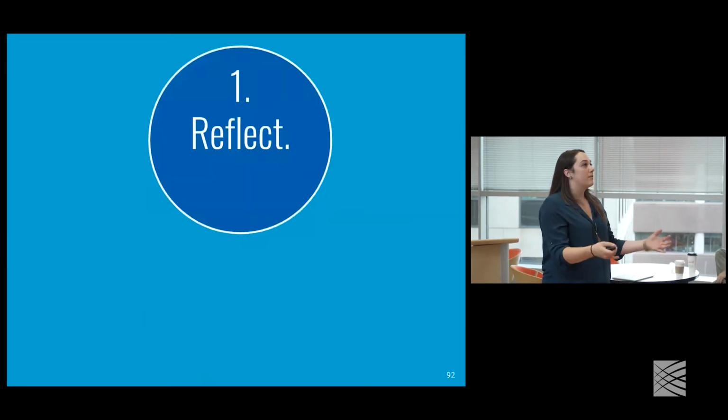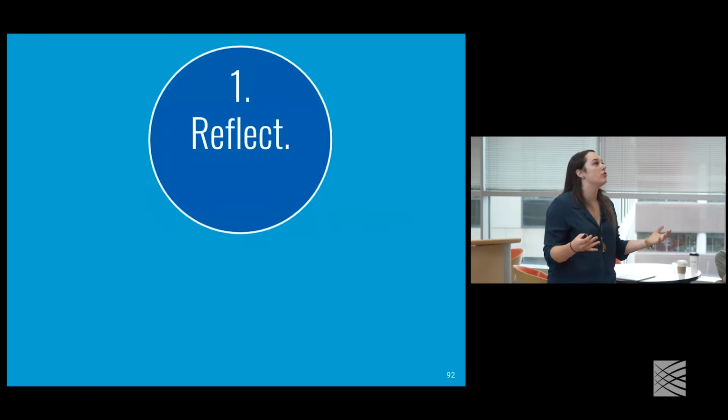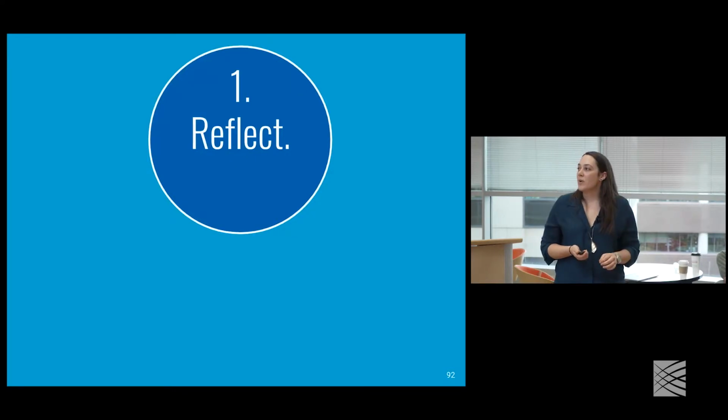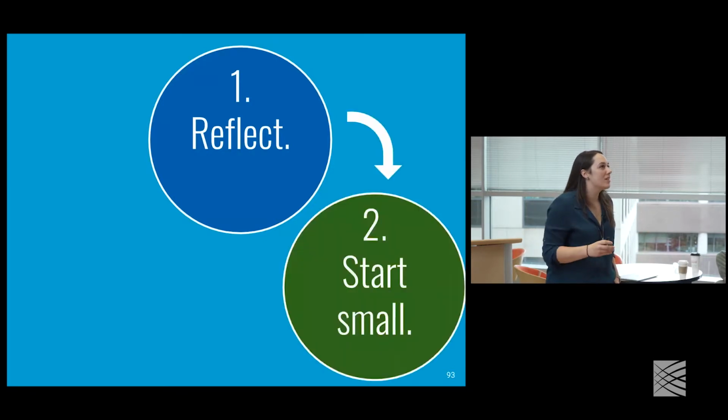Because it's good to reflect. You want to reflect and say, what are our opportunities for improvement? Where could we be doing better as an organization? From there, once you identify different opportunities, start small. Pick one thing. Don't start with everything.